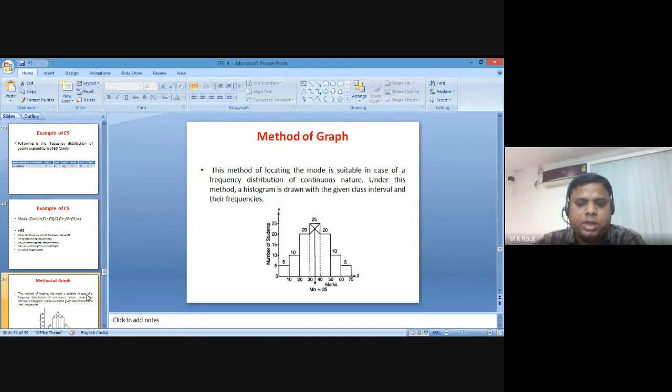In this particular example, you see, the mode should appear in between 30 and 40. So the mid value is 35. In most cases the histogram is used for calculating the mode of different data, for example in financial analysis and statistical research. In these cases, they mostly use a histogram to calculate the mode. Then moving to the next one.